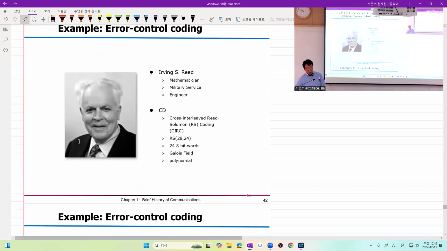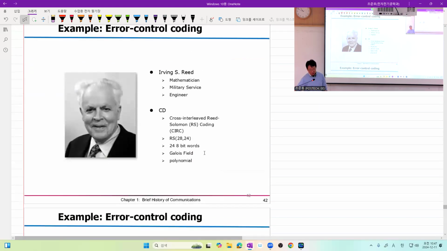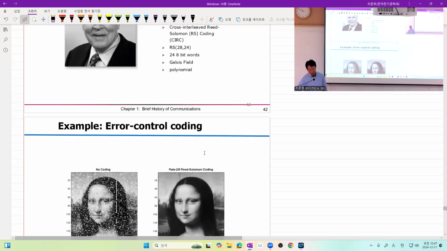Anyway, our last pictures show some fathers of error control coding. And you see that he was a mathematician and did military service during World War II and seriously found the importance of error control. And he became a professor in electrical engineering and did a lot of error control coding. And his name also remains in some very famous encoding methods.